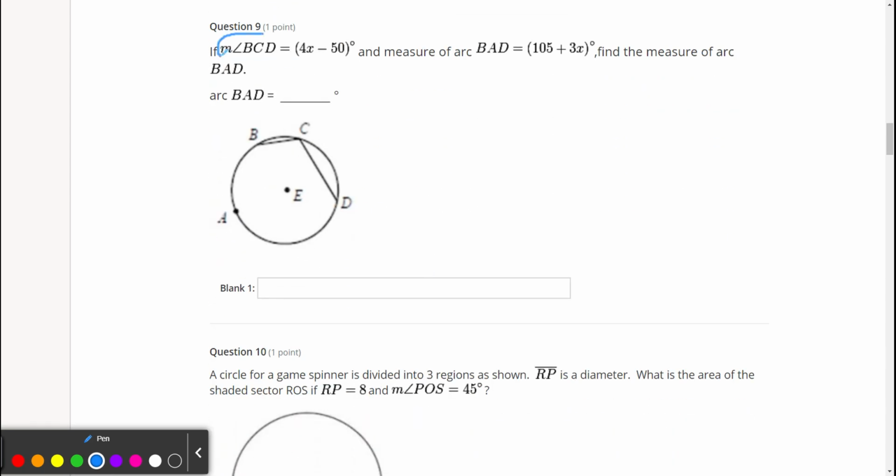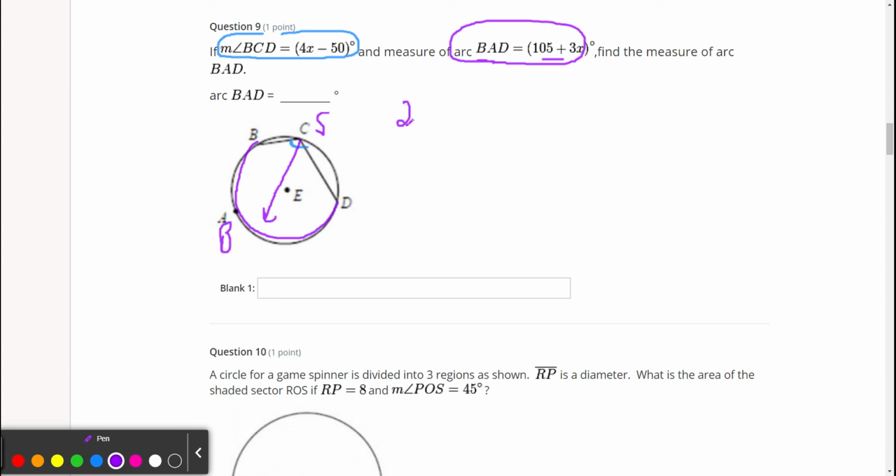So if I have angle BCD, this angle here, and the measure of BAD arc, this purple angle is this. How is the inscribed angle related to the arc? If the angle is small and the arc is big, you multiply the small thing by 2. So 2 times the small angle equals the large arc. Two times the small angle equals the large arc.